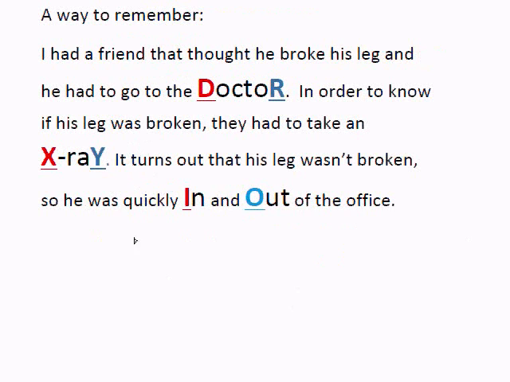In order to help us remember this vocabulary, I have a short story. I had a friend that thought he'd broke his leg and he had to go to the doctor. In order to know if his leg was really broken or not, they had to take an x-ray. It turns out that his leg really wasn't broken, so he was quickly in and out of the office.